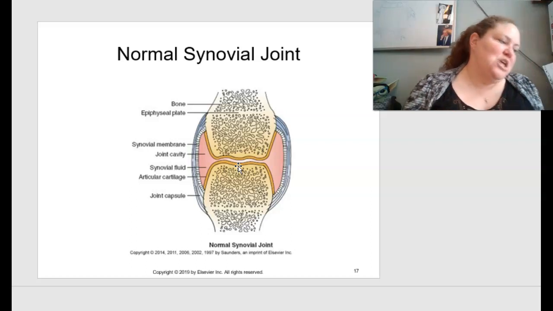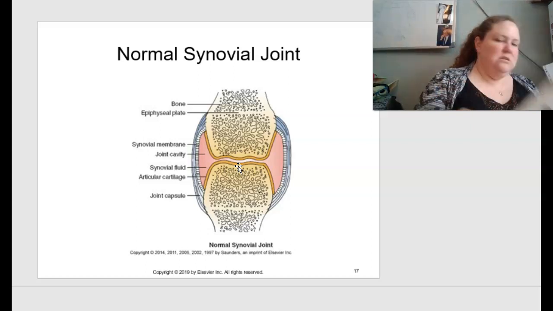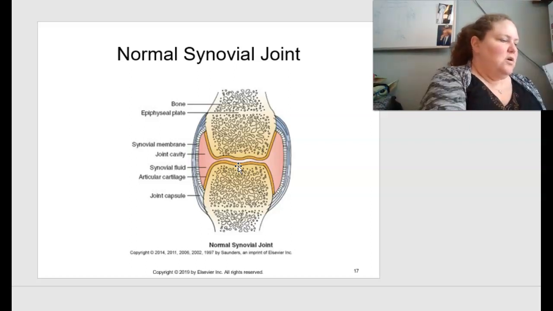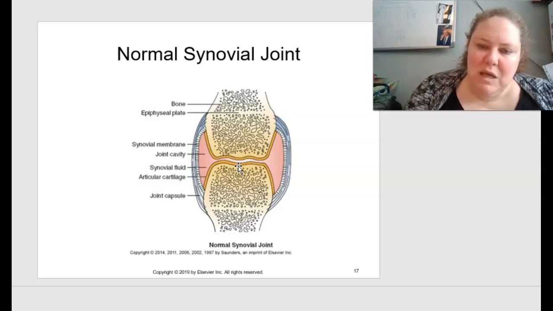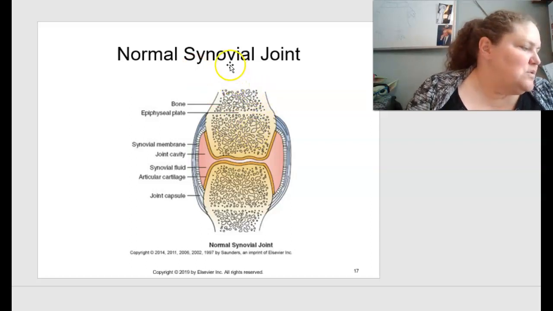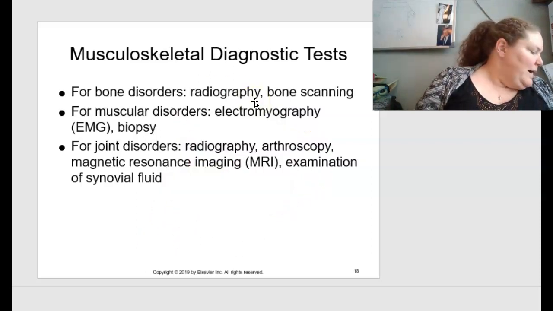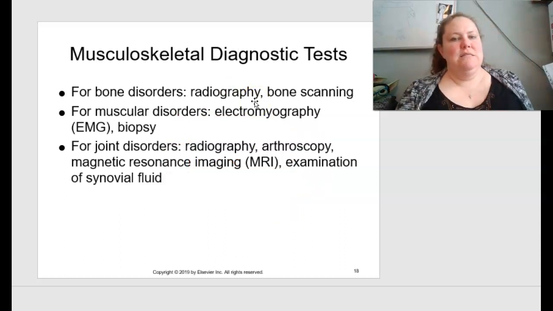And I'm sorry, this is the changes that would occur in osteoarthritis, but it's of the actual synovial joint too. So the normal synovial joint, I take that back, is the figure on page 179. Again, we're looking at the bone and the epiphyseal plates, the joint cavities, the synovial fluid that's going to help cushion, the articular cartilage, which helps keep it stabilized, as well as that joint capsule, which keeps it all together.